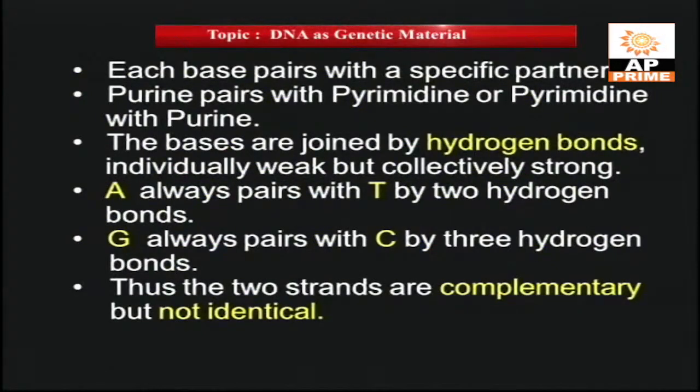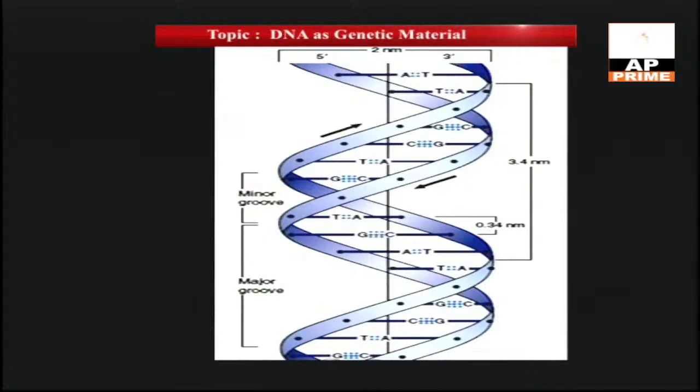This is due to the spatial configuration and arrangement of atoms in each base, so that the bases will pair only in certain combinations. This is helpful to maintain a fixed distance between the two strands, and this allows something called complementary base pairing in DNA. That means both strands are not identical. This is the Watson-Crick double helical structure of DNA.